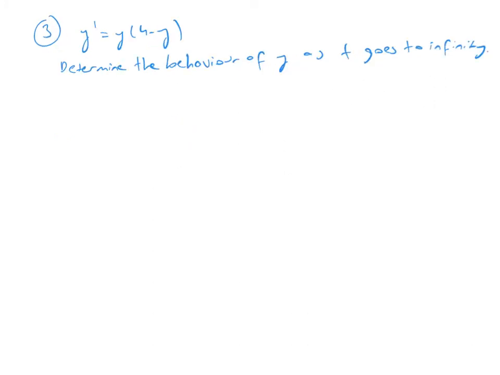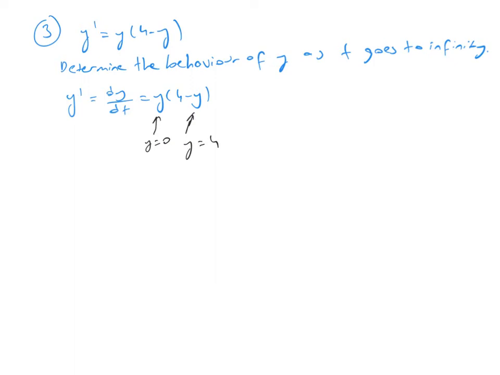In this problem, this is our differential equation and we are asked to determine the behavior of y as t goes to infinity. By the way, y prime is another representation of dy over dt, and it is equal to y times (4 minus y). Here there are two equilibrium points. One of them is y is equal to 0 and the other one is y is equal to 4.